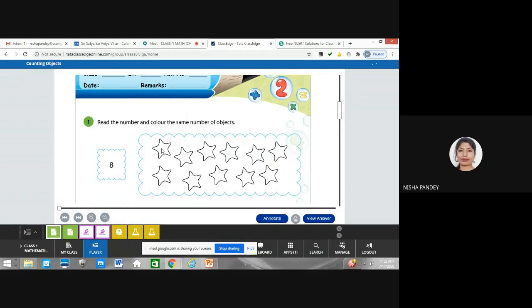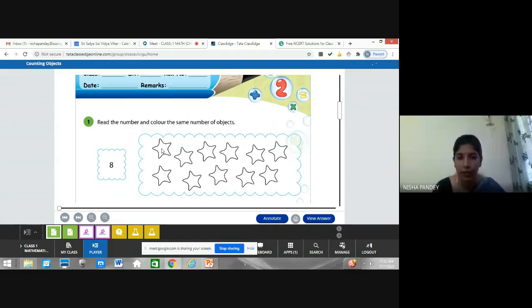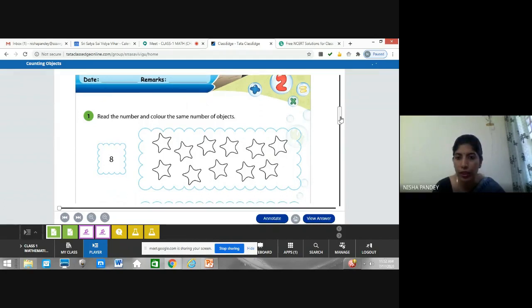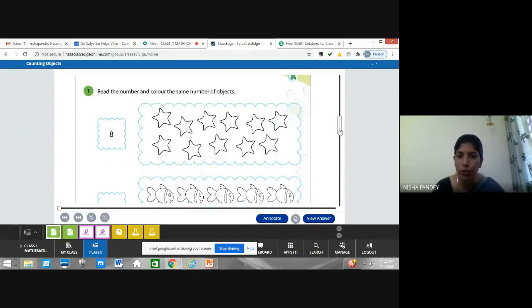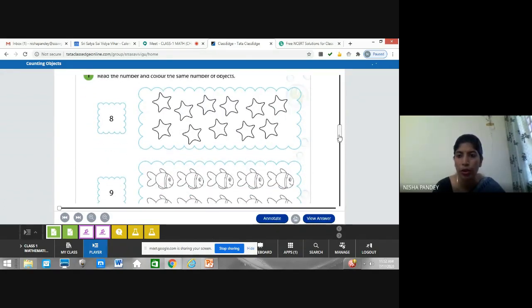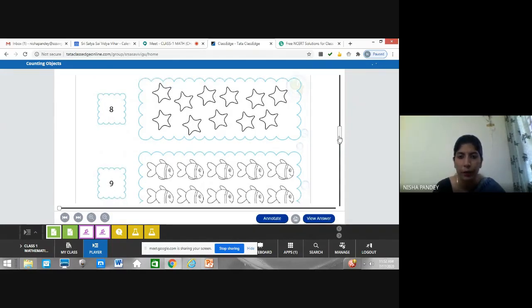Okay, so here it is 8. So we will count 8 stars and color them. 1, 2, 3, 4, 5, 6, 7, 8. So 8 stars we are going to color here, right? So you have to do like this. Let's see the next one. This you can do on your own, children. So I'm not going to color here, right?